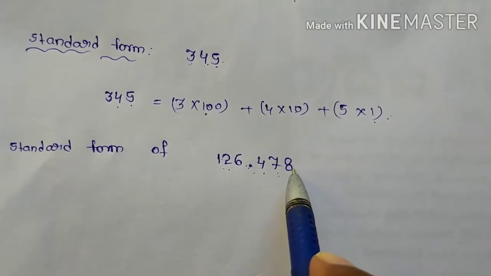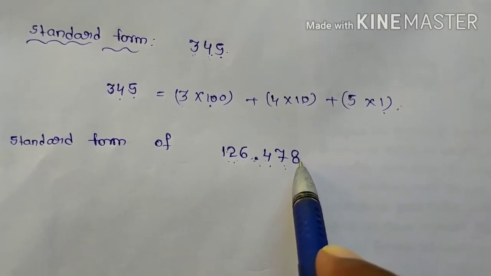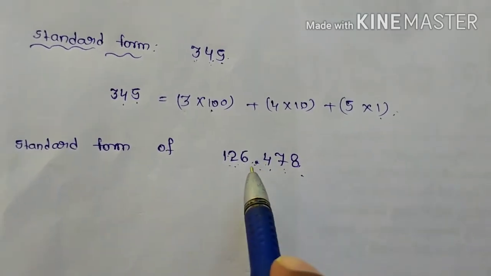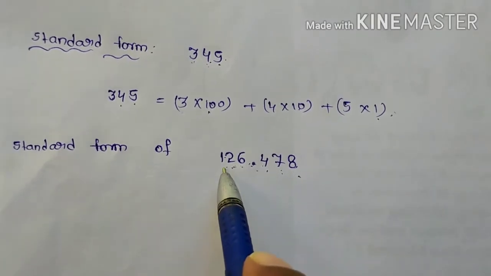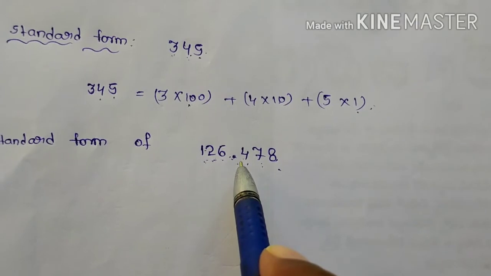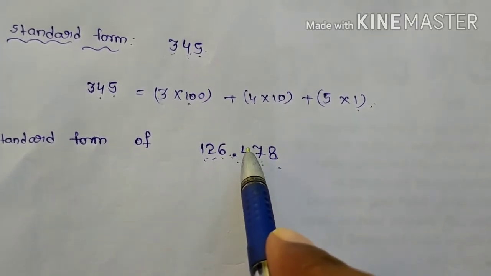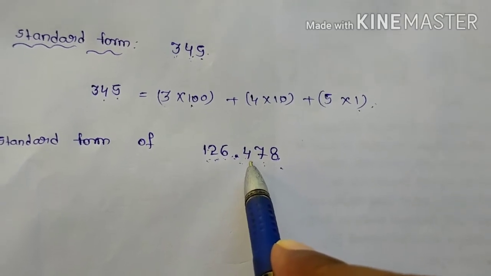478 is called the fractional part. See, how can you represent it? 6 is the units place, 2 is the tens place, 1 is the hundreds place. Yes or no? You can see here 0.4, that means one part here, a part of 1 we can consider.